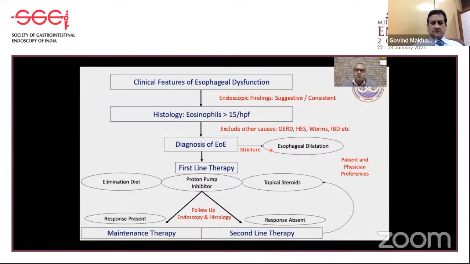So how do you approach these patients? If there is evidence of esophageal dysfunction, and endoscopic findings are either suggestive or consistent, but they may be normal also, there is histology which suggests eosinophilia, and other causes are excluded. If there is a symptomatic stricture, dilatation. If not, then first line of therapy, depending upon patient choice, could be elimination diet, PPI, or topical steroids. If there is a response, you continue with maintenance therapy. If not, second line therapy. One of these could be the second line therapy.